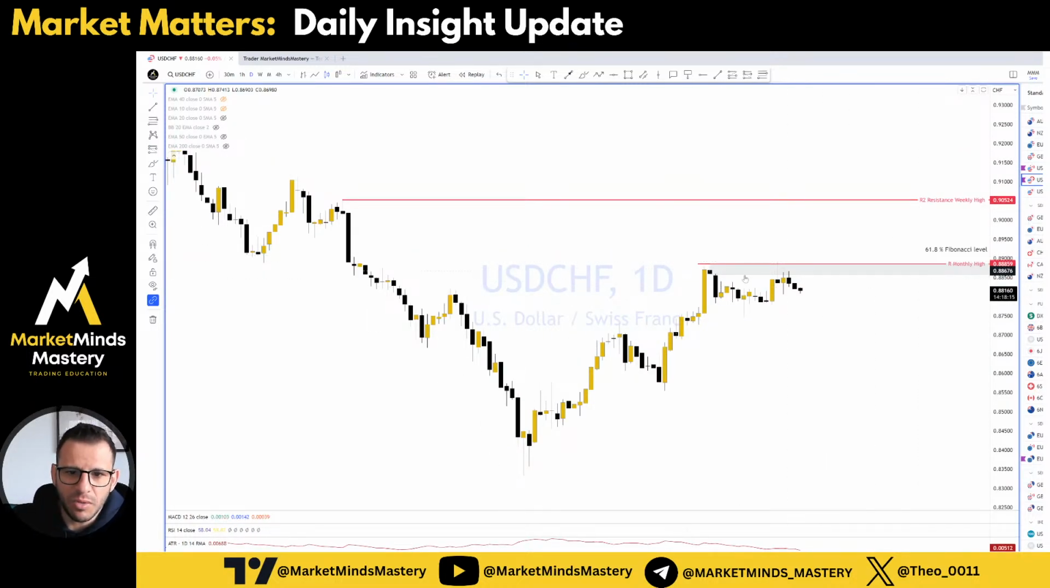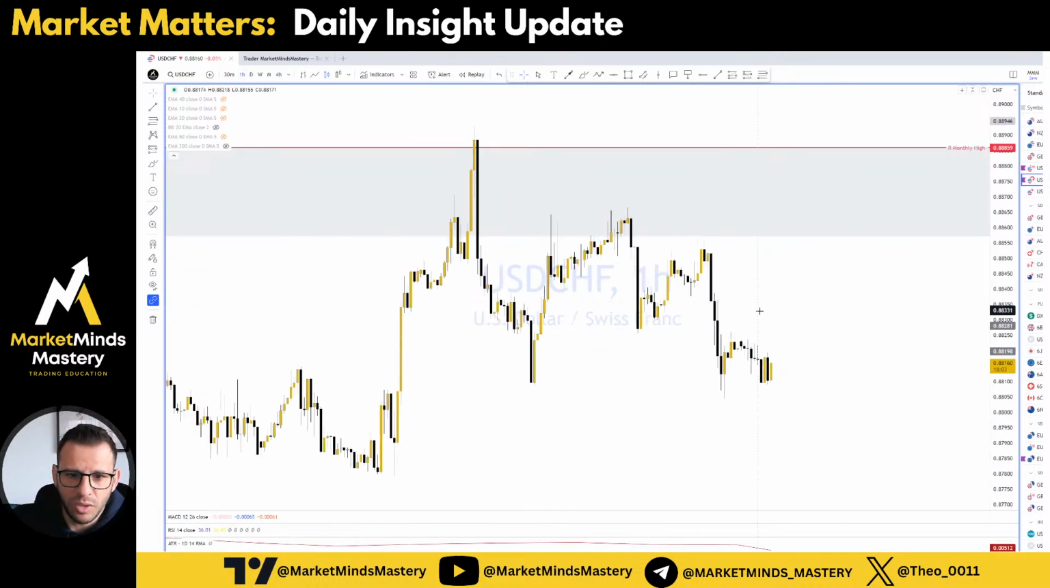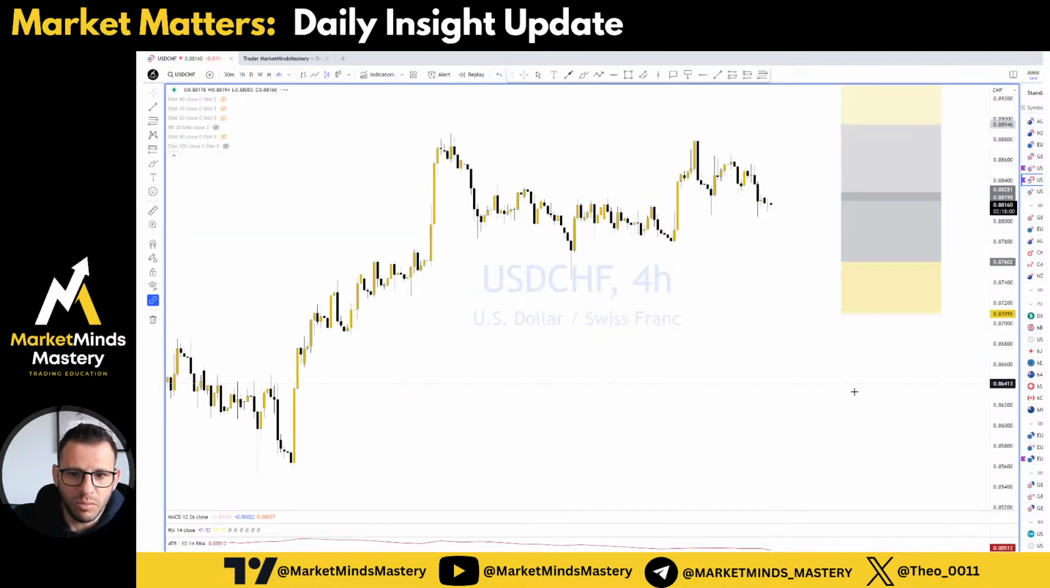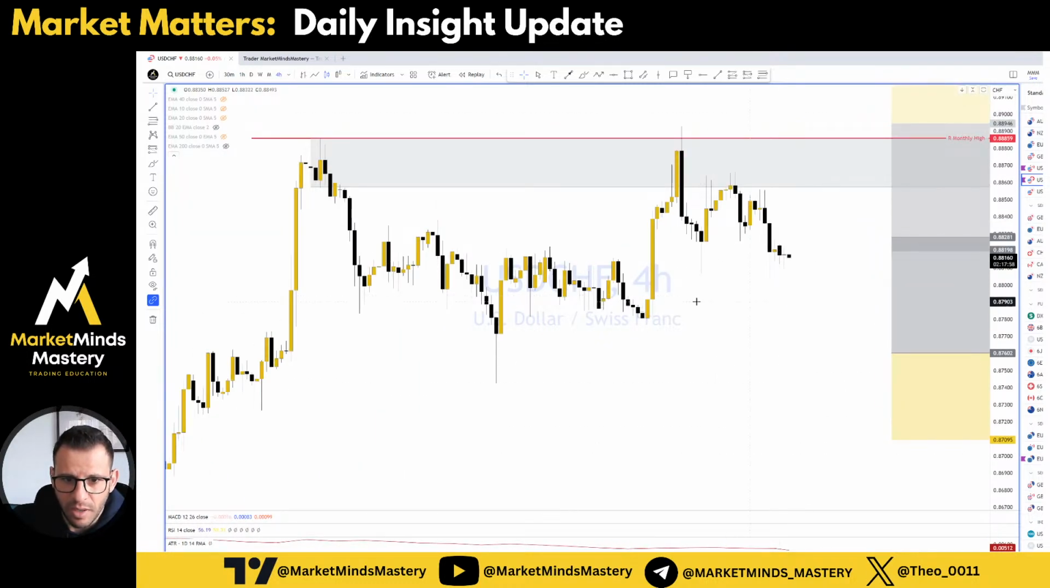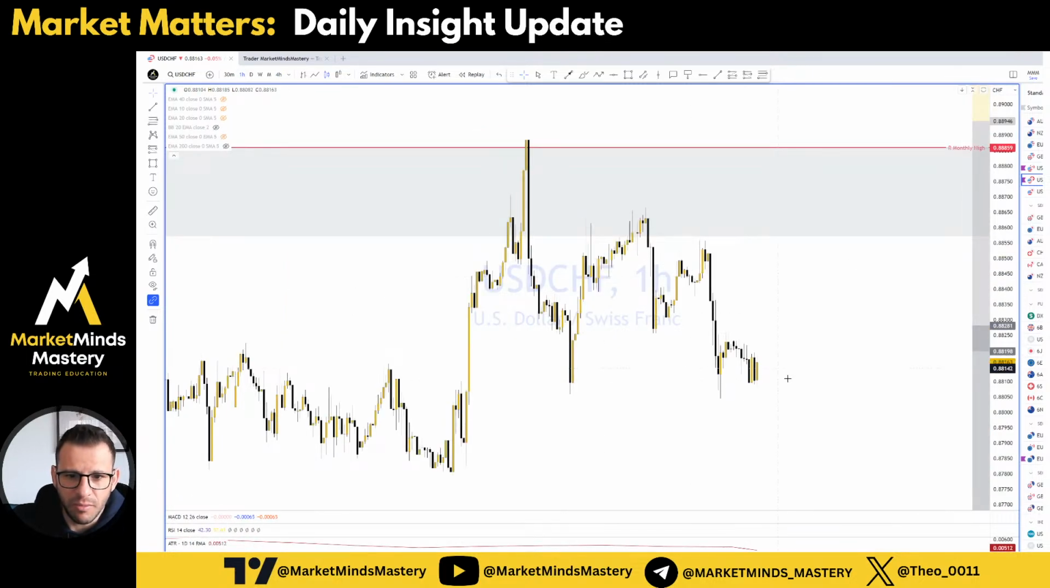USD Swiss, I was looking to, again, I have a pending order in the market to get short right at the monthly high. Let's see if the price will move upwards a little bit. I also have a pending order to go long at the order block down here. So I have two orders, one to get long, one to get short. If the price stops here, most likely I will get filled for the long side. Let's see what's going to happen on the hourly time frame.